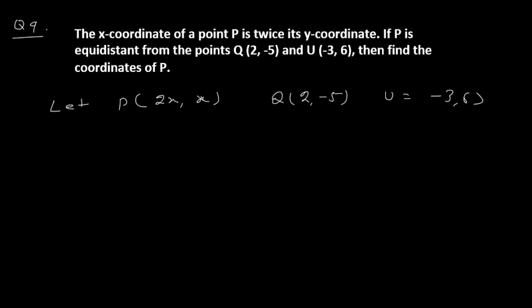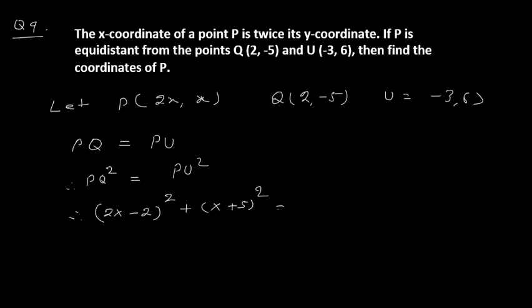And it is said that point P is equidistant from Q and U. So PQ is equal to PU, it is given. So therefore PQ the whole square will become PU the whole square. Therefore now again we have 2x minus 2 the whole square plus x plus 5 the whole square is equal to 2x plus 3 the whole square plus x minus 6 the whole square.